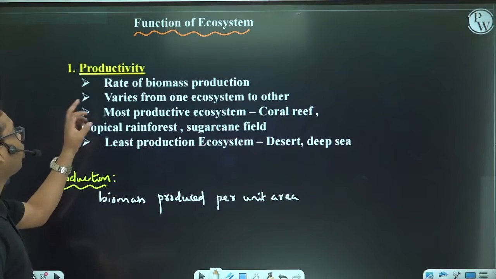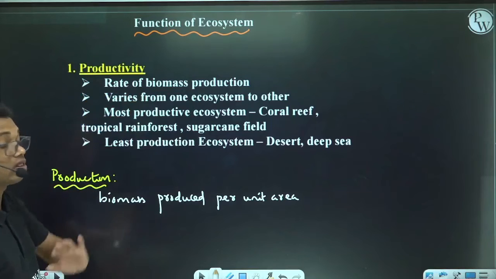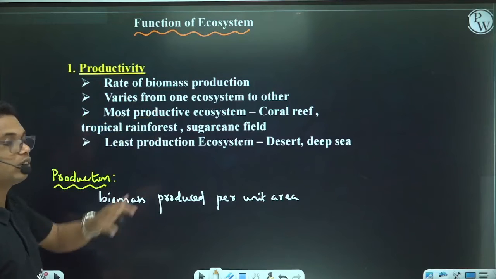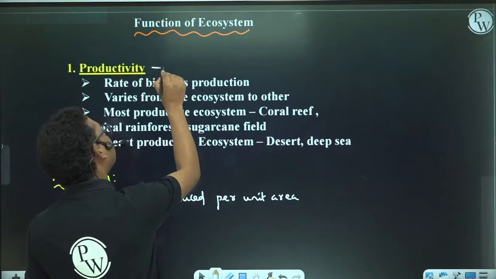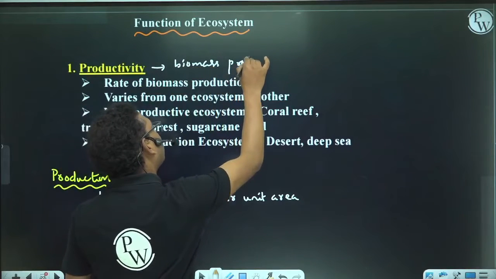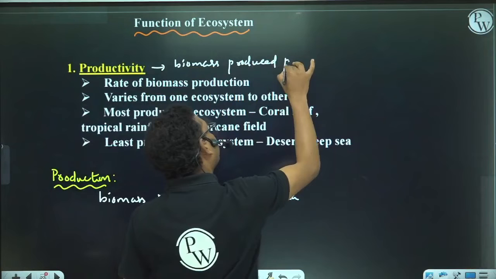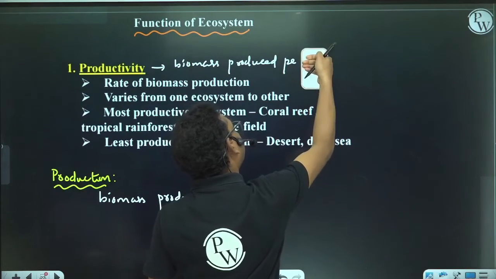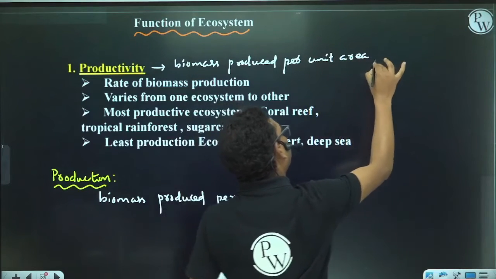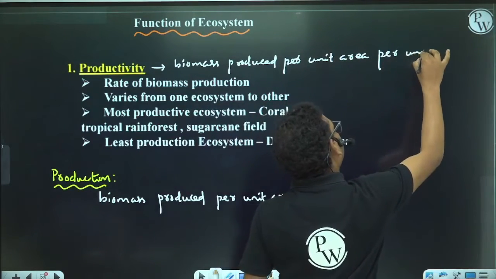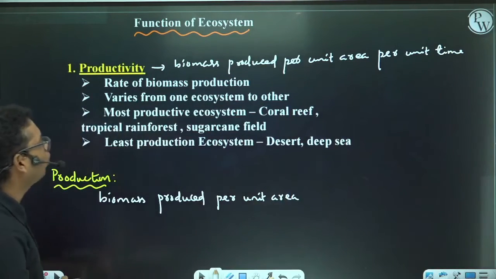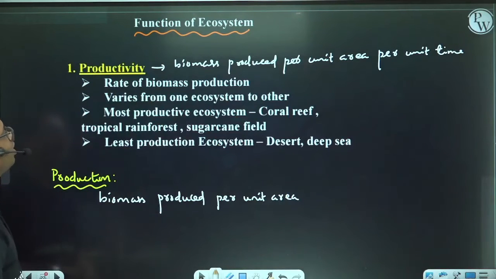And what is productivity? That is the rate of biomass production. That means this is the biomass produced per unit area per unit time. So I can say productivity is basically how much biomass is produced per unit area per unit time. Or I can say the rate of biomass production is known as productivity.